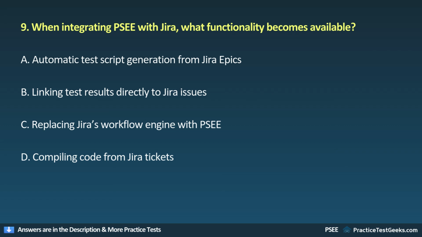9. When integrating PSEE with Jira, what functionality becomes available? A. Automatic test script generation from Jira epics. B. Linking test results directly to Jira issues. C. Replacing Jira's workflow engine with PSEE. D. Compiling code from Jira tickets.